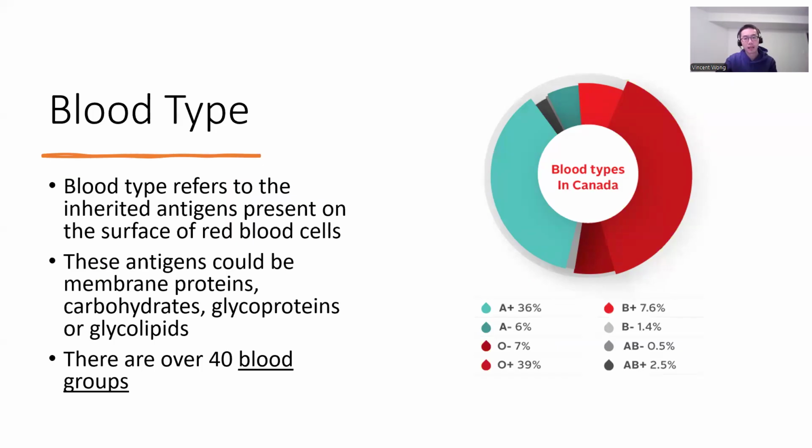I see two AB positive. That actually is not very common. The most common blood type according to Canadian Blood Services in Canada is O positive. A lot of people are O positive, followed by A positive. AB negative is really rare. All right.